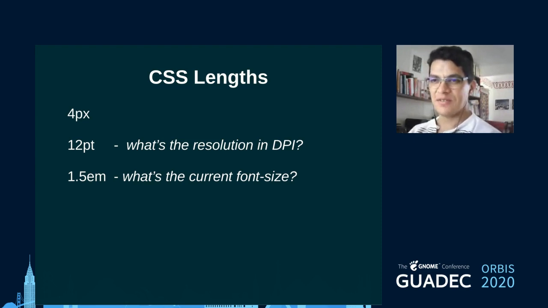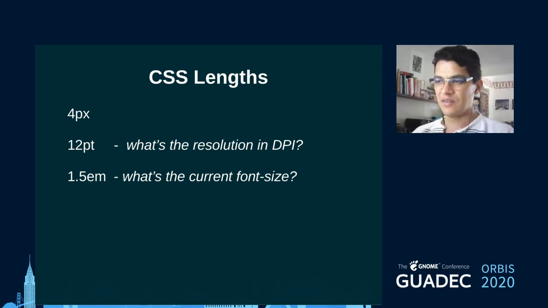Let's talk a bit about CSS as it's used in gnome-shell. We use CSS lengths to specify many things, the length or the size of various items in the user interface. Sometimes they are given in pixels, and converting these to actual device pixels is not a problem. We just multiply this by the device's scaling factor if we have a high DPI screen.